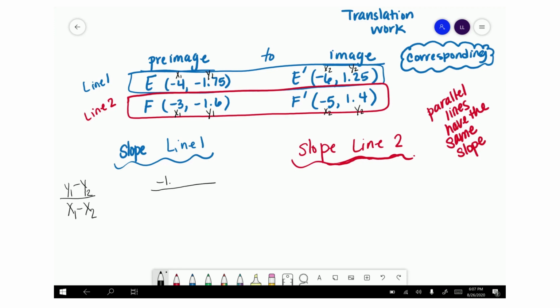For the y coordinates, we have negative 1.75 minus 1.25. Then for the x coordinates, negative 4 minus negative 6. That's how you set that first one up. Remember, don't go up and down, go left to right, because it's in blue. So this is y1, this is y2, then we have negative 4 and negative 6. Okay, let's do the next one.